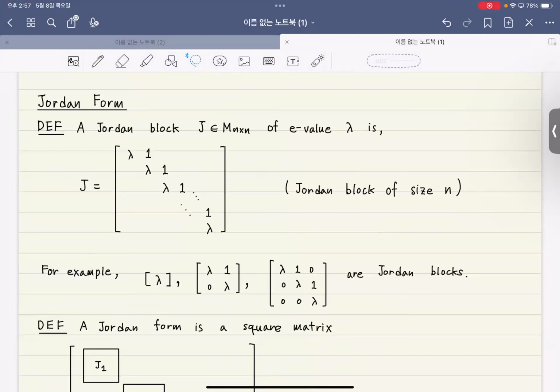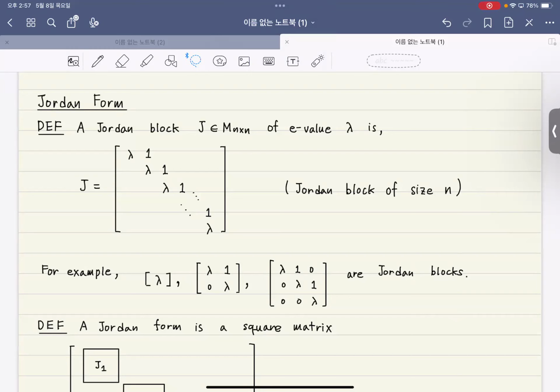Okay, so I have some time left, and I really want to discuss this remaining time on Jordan forms. So Jordan form is a very special type of matrix invariant. We already discussed the matrix invariant. In order to be a matrix invariant, two similar matrices must have the same matrix invariant, right?